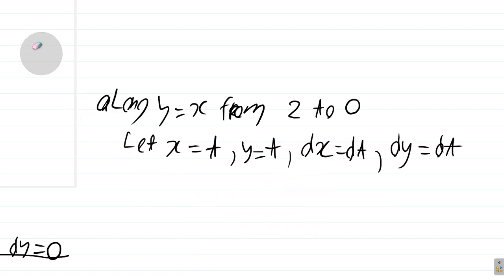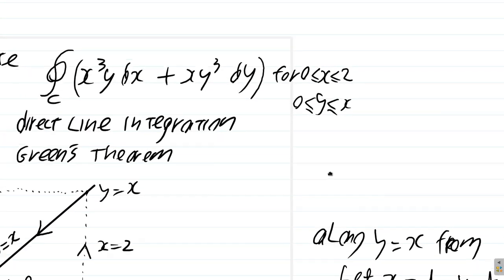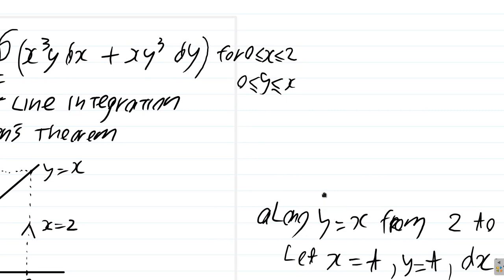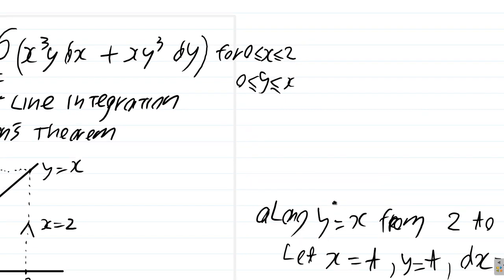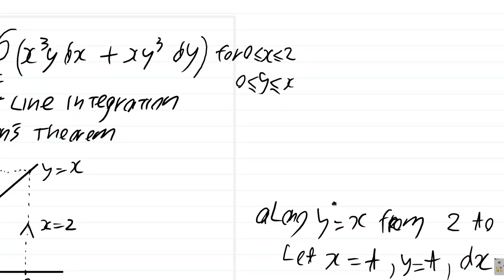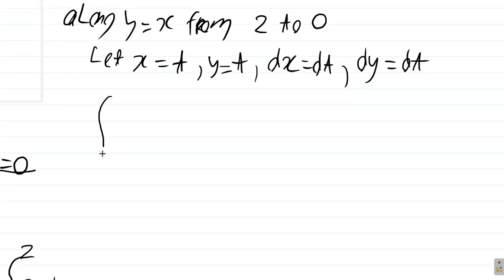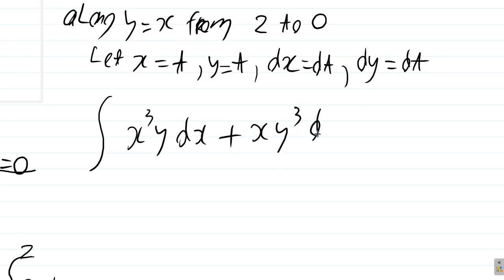Let's look at what happens after this now. We have the function of the vector field. It's the integral of x cubed y dx plus xy cubed dy.